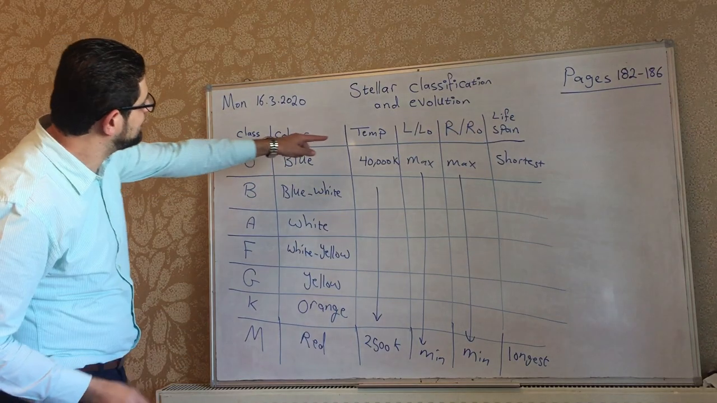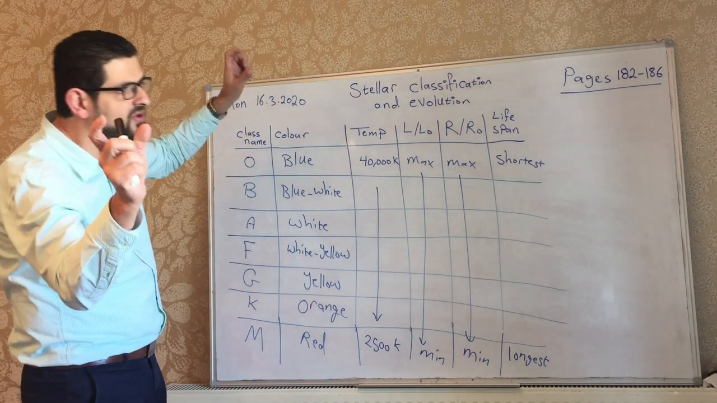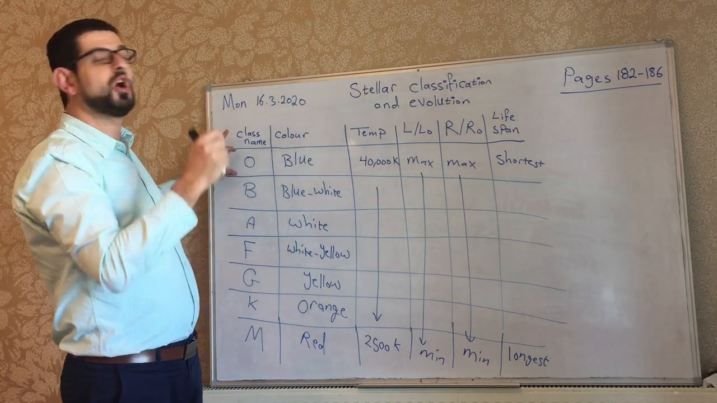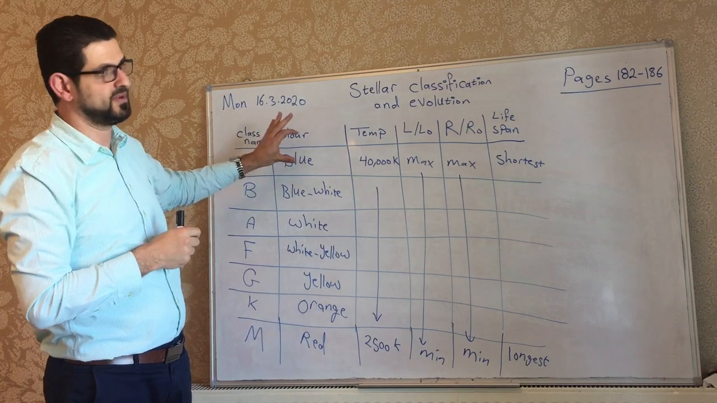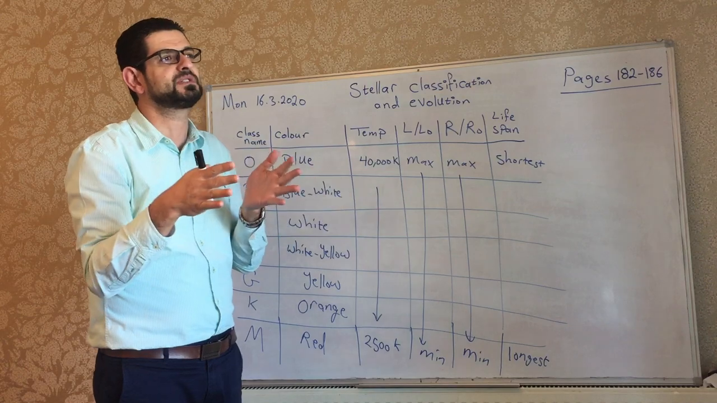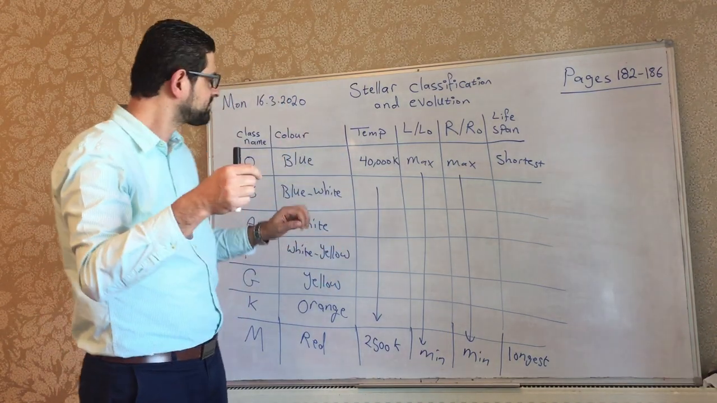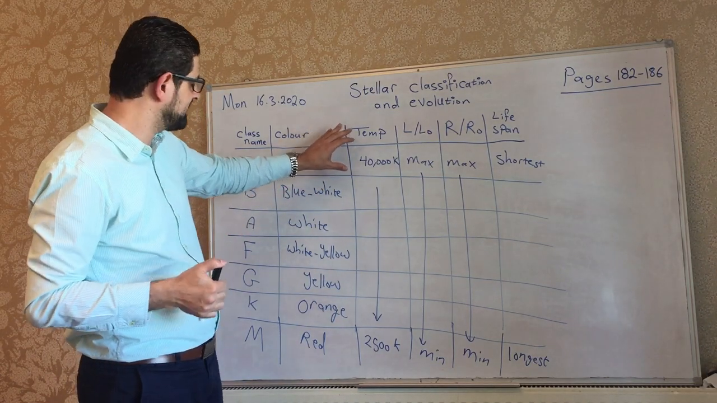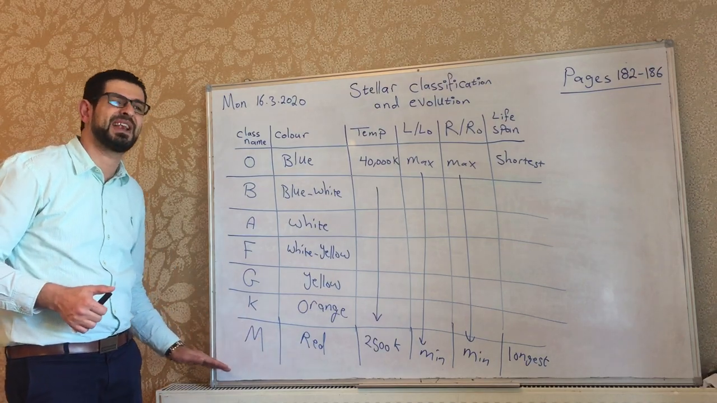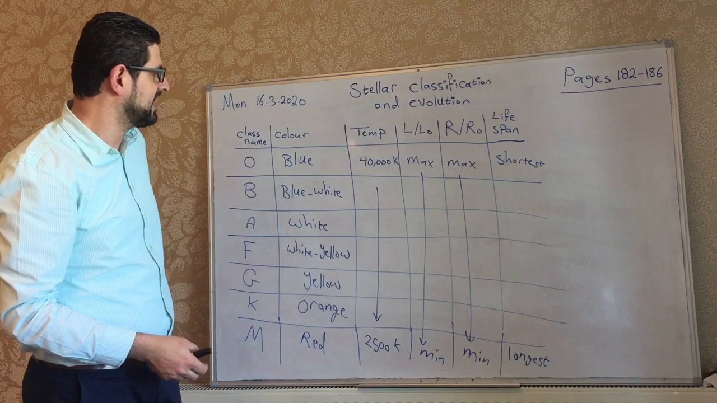You need to know that the temperature is descending. As you're going down, the temperature descends. You need to know the range of the temperatures, starting from 40,000 Kelvin for the O class, which is the blue. So the blue star is the hottest. In the book, they say its range differs from 28,000 to 50,000 Kelvin. I prefer to memorize this number because we will use it after a little bit. Down to the red star, which is the M class, its temperature is around 2500 Kelvin.